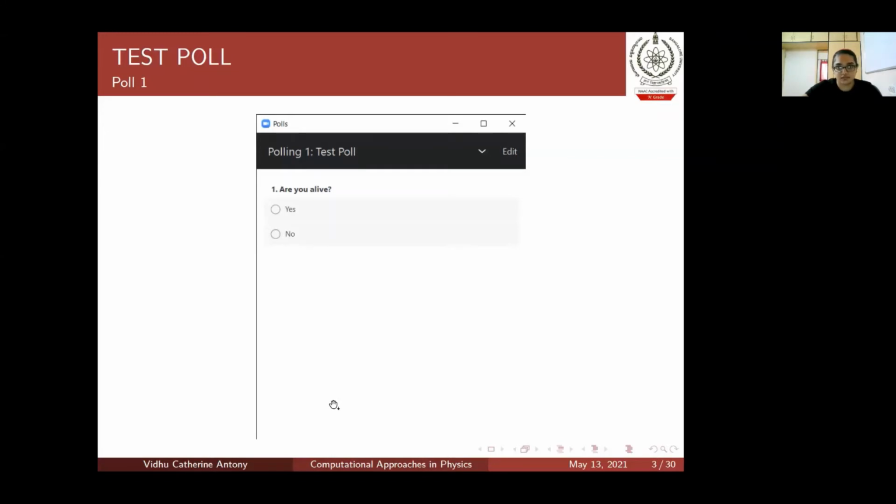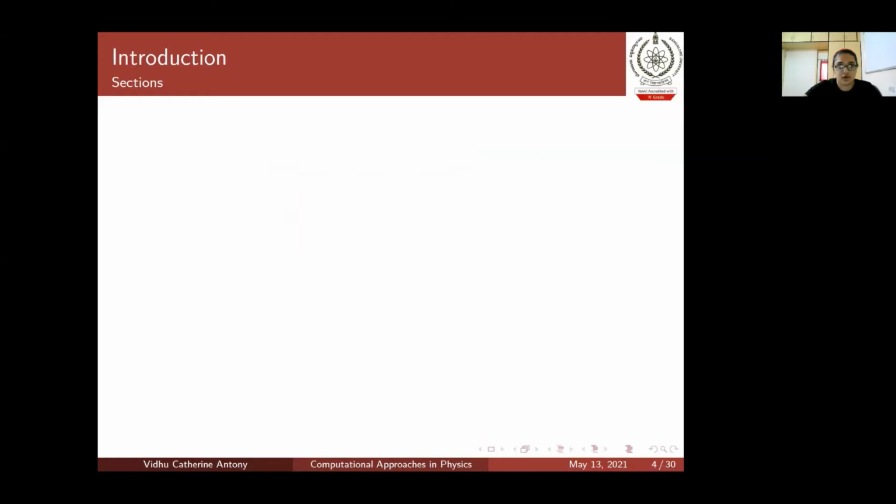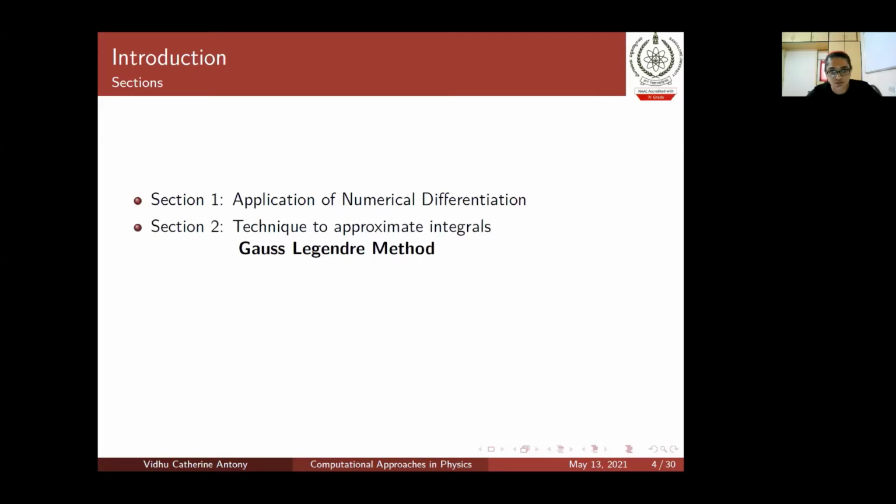So let's go to the actual sections in the unit. I'm dividing this into 4 sections so that it's easier for you to understand. The first section is application of numerical differentiation. The second section is approximating integrals, a technique that is used to approximate integrals.